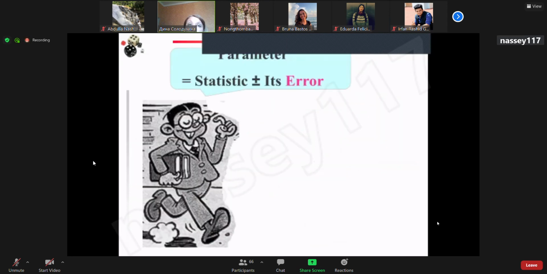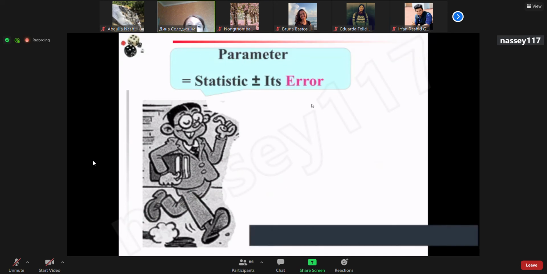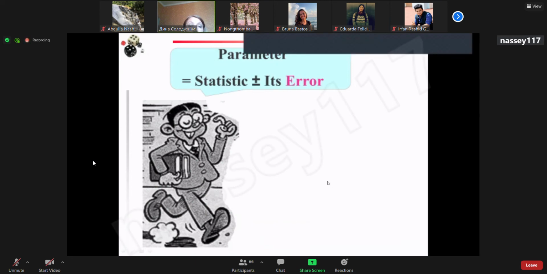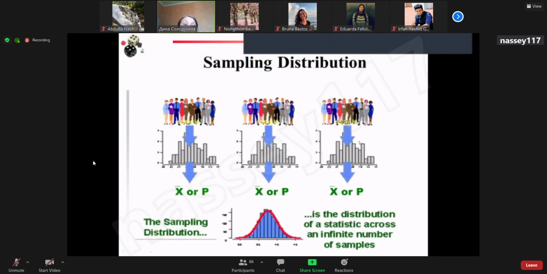So usually when we make statistical inference, we have a parameter which is measured by a statistic plus and minus our error, or we call it standard error. So in standard error, we make estimation of the variation in the population, and we add to the statistic this error. So the sampling distribution is a crucial term which we use in statistical inference.